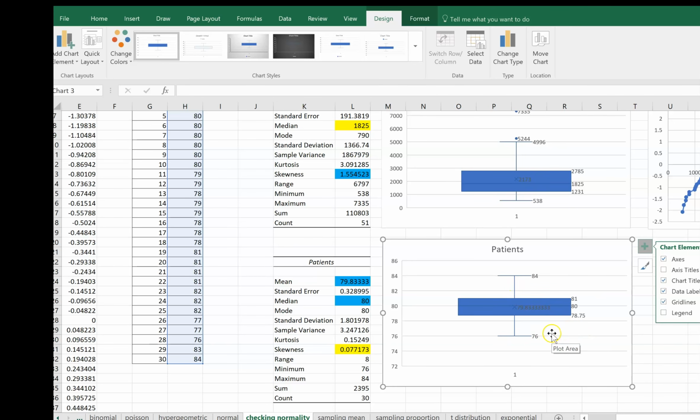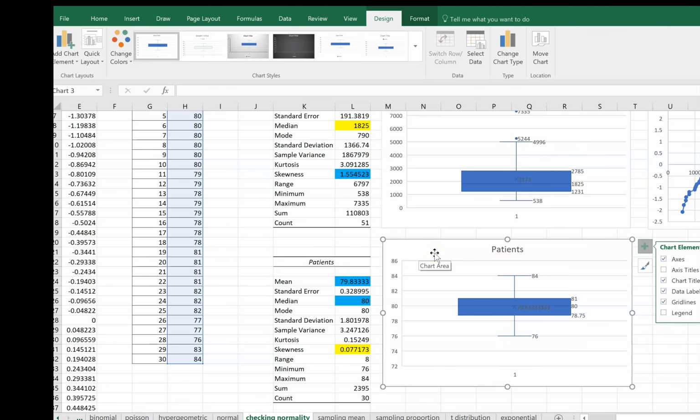And what we're hoping for here is that, for the most part, there's equal spacing all around. 84 to 81, that's like a 3-digit jump. From 78 to 76, that's roughly a 3-digit jump because that's 78.75. So we're really looking at an equal spacing all the way around, which really gives me hope for normality.